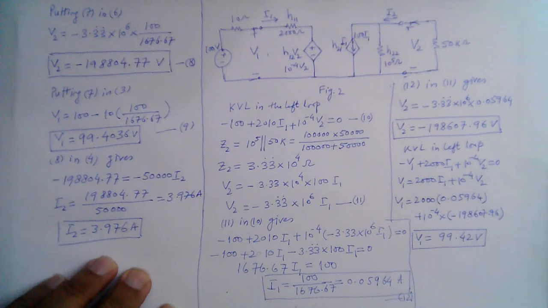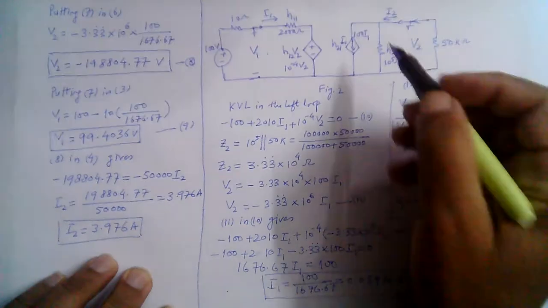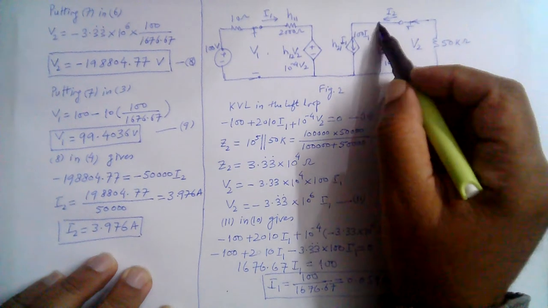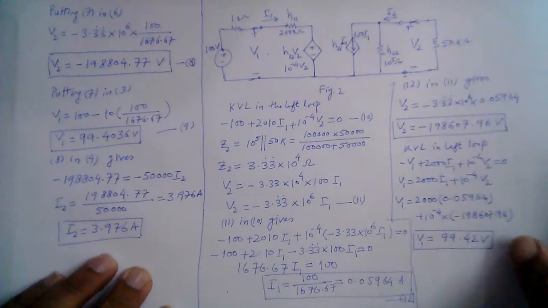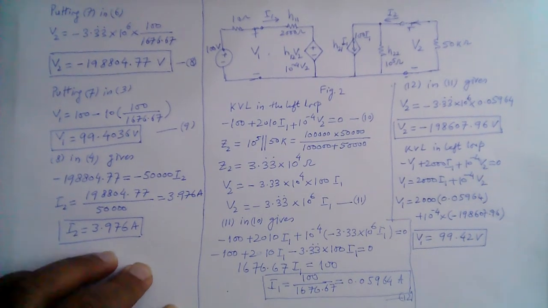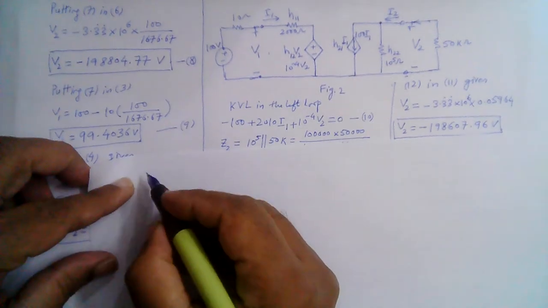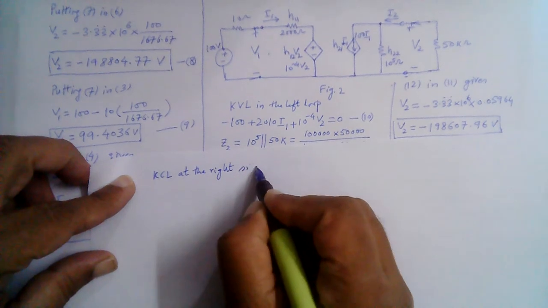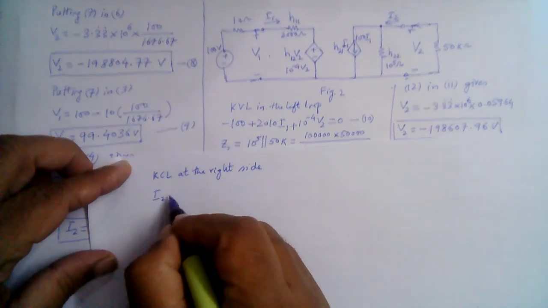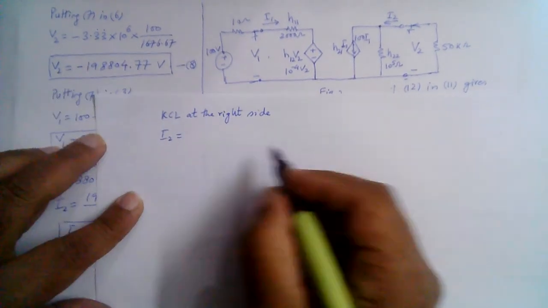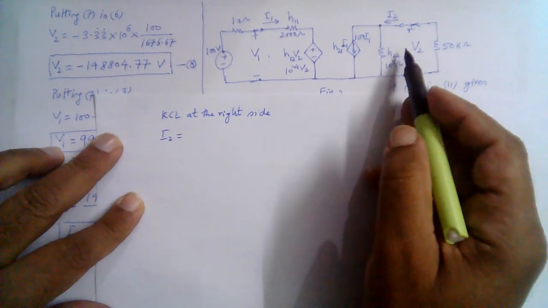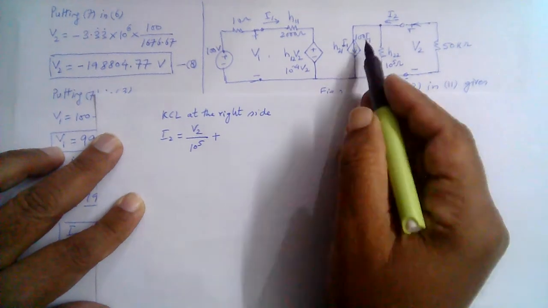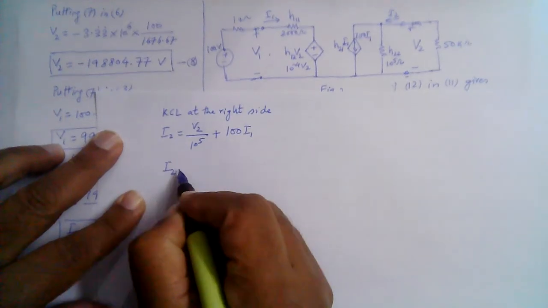We have found out I1, we have found V1, we have found V2, we are left with I2 now. So for I2 we can apply KCL here. So KCL at this node, I2 is equal to V2 divided by 10 to the power 5 plus 100 I1. So let's do that. KCL at the right side. So I2 is equal to V2 divided by 10 to the power 5 plus 100 I1. So we just need to substitute the value of V2 and I1 here.